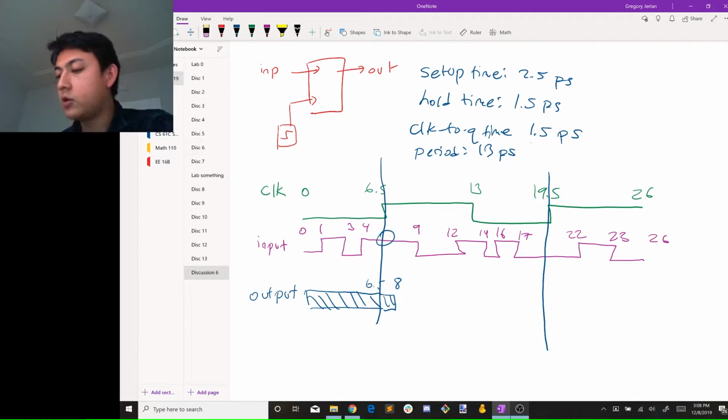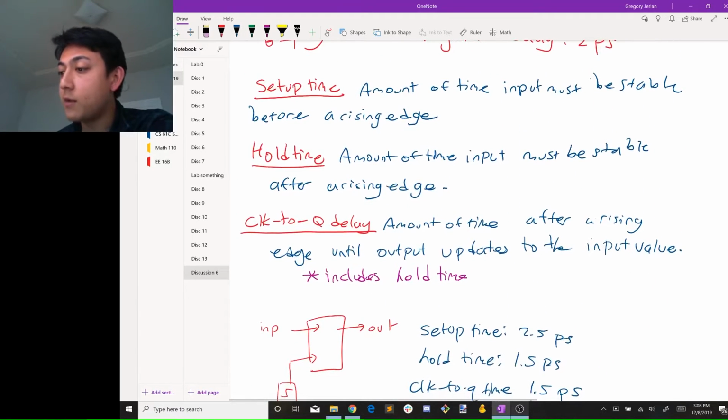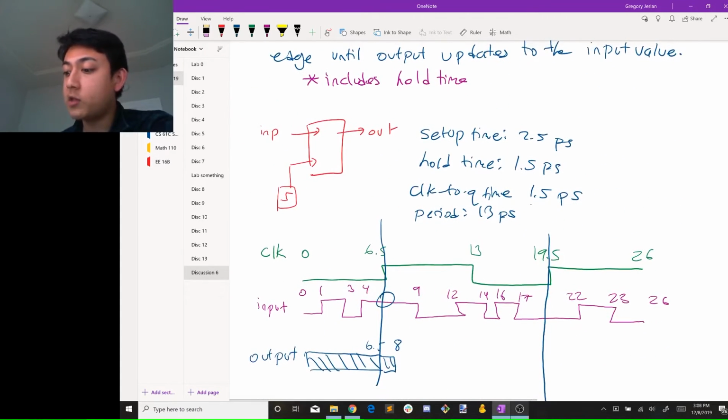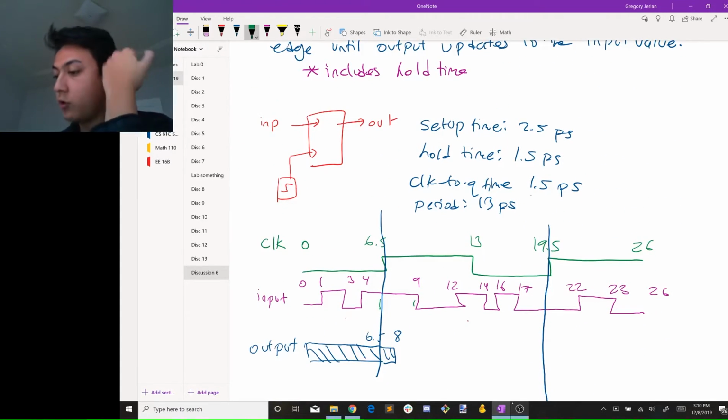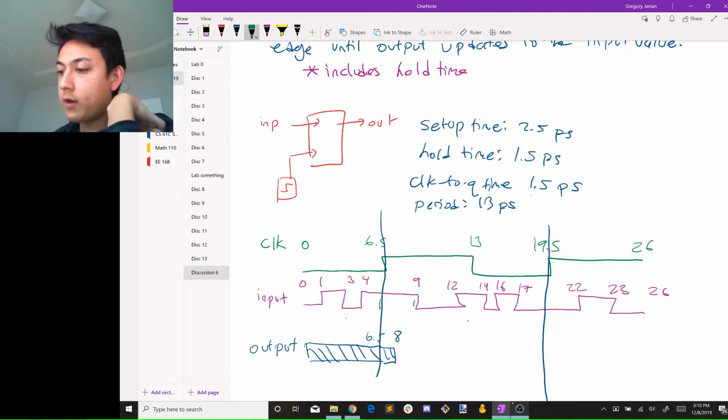Now we can update to the input value so long as our setup time and hold time are not violated. Remember that our setup time is the amount of time the input must be stable before a rising edge. The hold time is the amount of time the input must be stable after a rising edge. So let's check to make sure our setup and hold times are not violated. Right here it says our setup time is 2.5 picoseconds and the hold time is 1.5 picoseconds. We want to make sure that we do not violate those times.